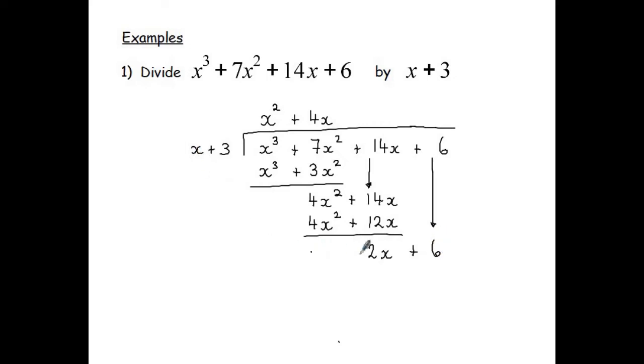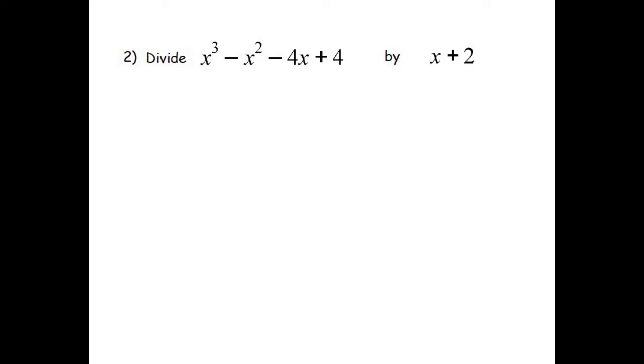So we do 2x divided by x. So 2x divided by x gives us 2. So we're going to have plus 2 on the top. Now times out. So we have 2 times x to give us 2x. And 2 times 3 to give us 6. And you can see these expressions are identical. So when we subtract them, we get 0. So we know that x plus 3 is a factor. It goes in exactly. And our answer is what's on top of the bus stop like normal. So x squared plus 4x plus 2.